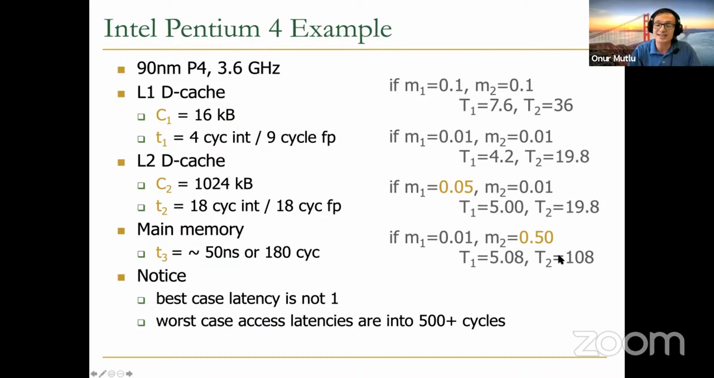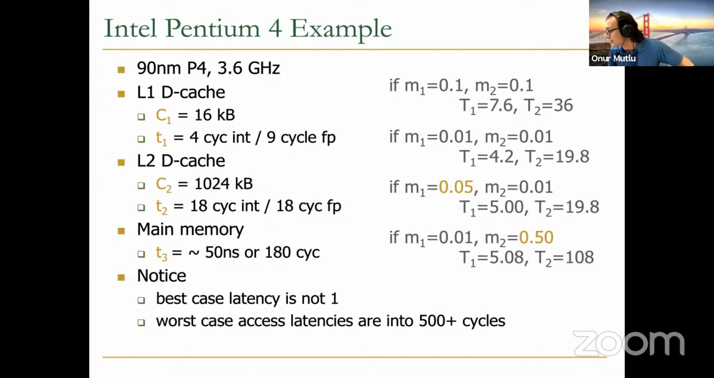So basically, you can see that the optimization problem is actually very interesting. You can get a similar access latency by either giving up a little bit on your L1 cache or giving up a lot on your L2 cache in terms of the miss rate. And that's why this optimization problem is actually not easy. And I will let you think about this a little bit.